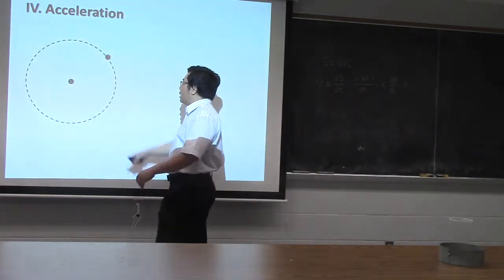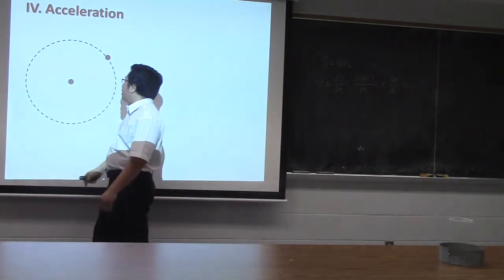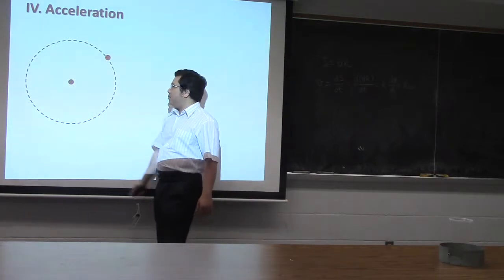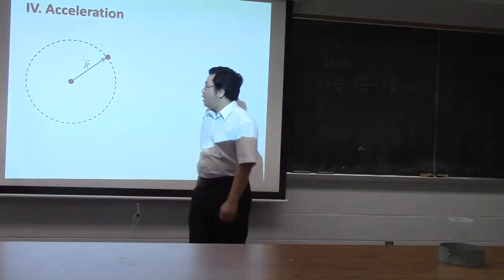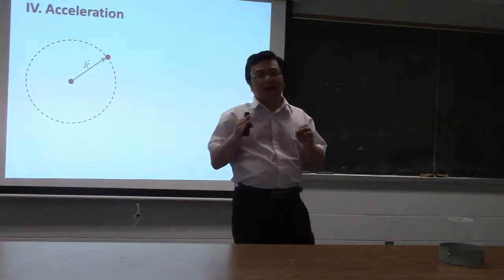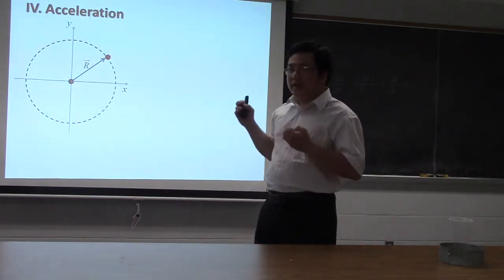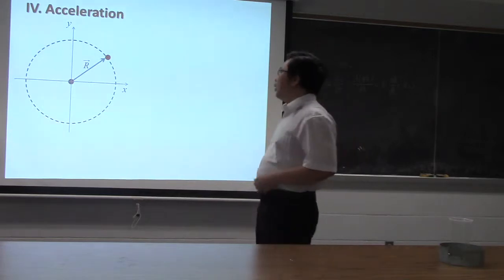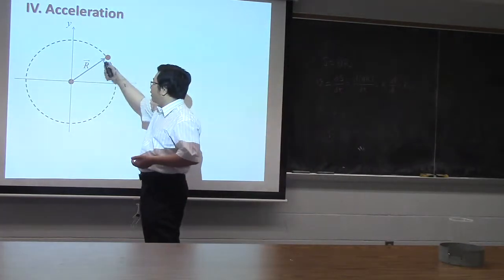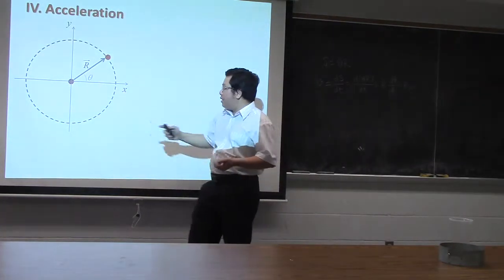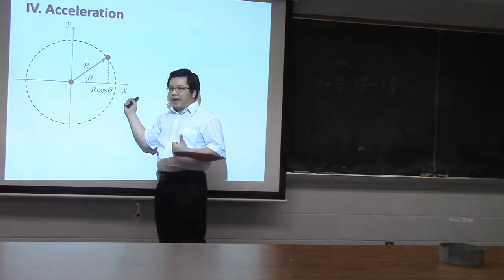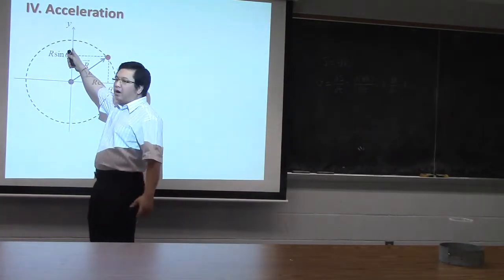Consider a circle and a point mass moving on this circle. Its location is determined by the radius vector r. And for the purpose of finding direction and magnitude of acceleration, I'm going to introduce the Cartesian coordinates x and y, on which the position of the particle can be defined as r cosine theta on the x-axis and r sine theta on the y-axis.